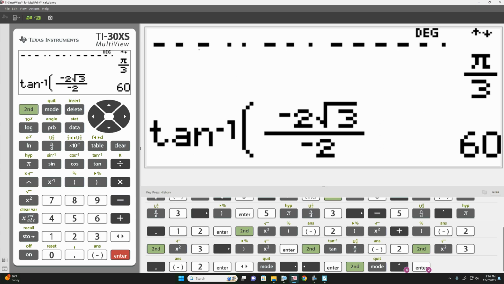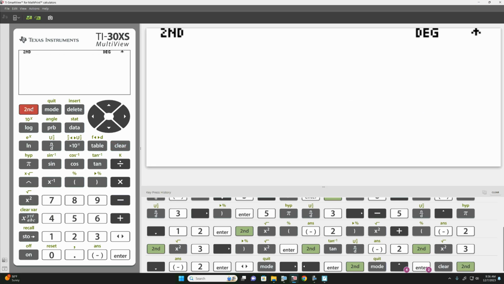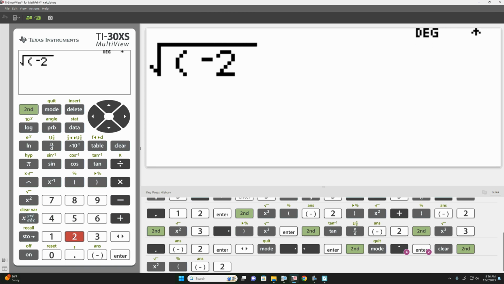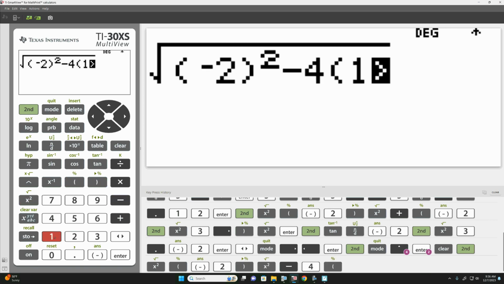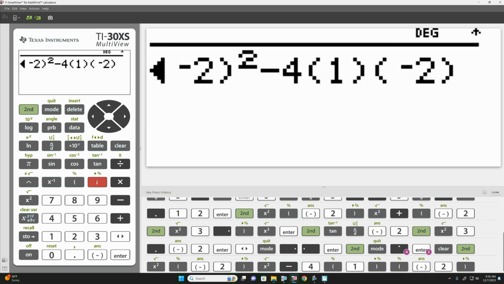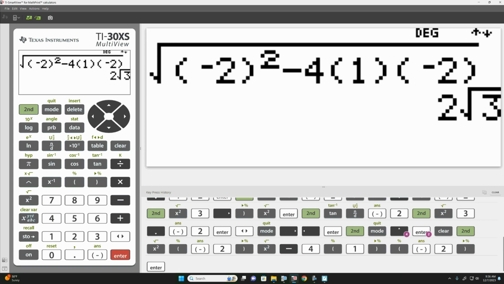So the method I talked about the other day is we could say square root of negative 2 squared minus 4 times 1 times negative 2 tells us it's 2 square root of 3. That's a radical, that's a decimal. It means this doesn't factor. Kind of also tells us what part of the answer is.